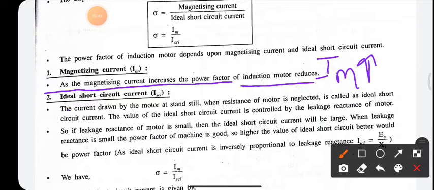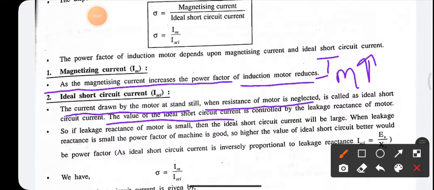Then the ideal short circuit current is the current drawn by the motor at standstill when the resistance of the motor is neglected. When the motor is at standstill and the rotor or the motor's resistance is neglected, it is known as the ideal short circuit current.